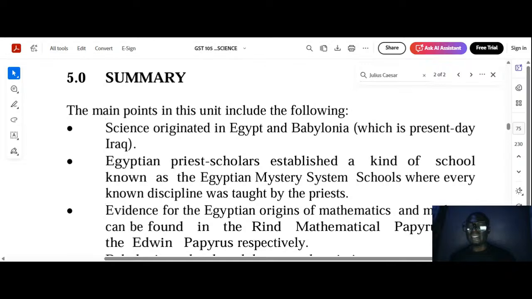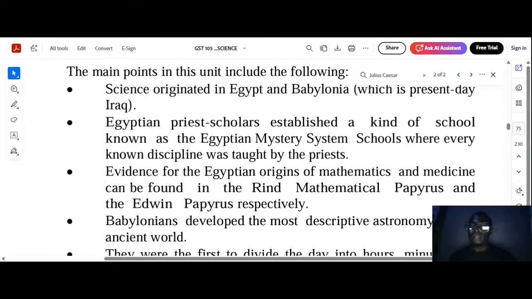Science originated in Egypt and Babylonia, which is present-day Iraq. So science originated in Egypt and Babylonia. Babylon is now Iraq. So if you have been looking for Babylon, where is that place they call Babylon? It is now Iraq. Now Egyptian priest scholars established a kind of school known as the Egyptian Mystery System schools, where every disciple was taught by the priests.